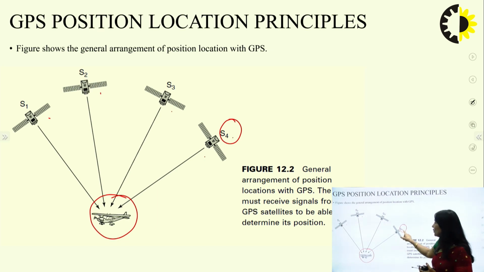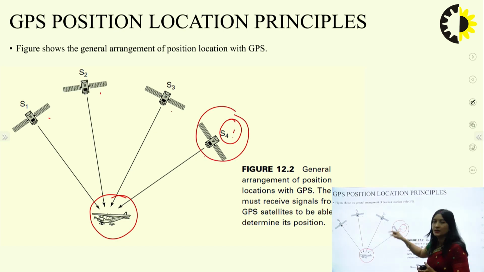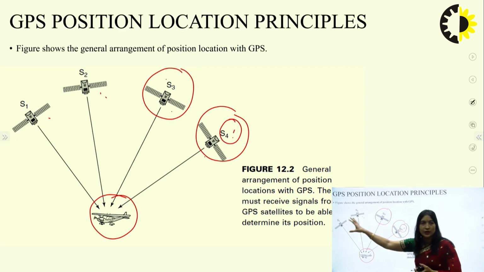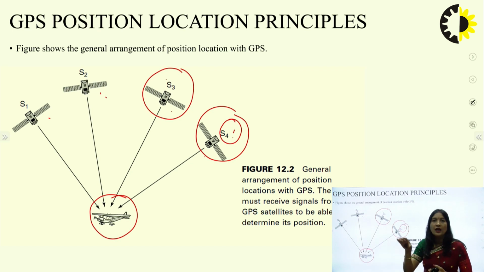So the current position of the satellite is known to us, and at what time that information is sent is also known to us. So in that way we can calculate, okay, at T1 time this satellite is located at this point. Similarly, at T1 time this satellite is located at this point, and this satellite is located at this point. So we know the exact position and time of the satellite because we are receiving the code from the satellite.